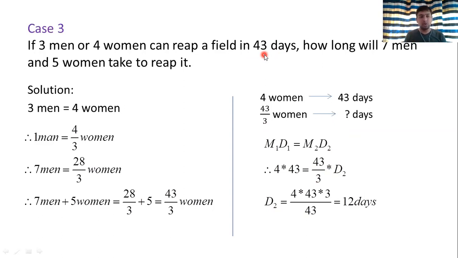This problem can also be solved by converting the given men and women into an equivalent number of men. You can try this. So in that case, what will be your answer? See, 3 men is equal to 4 women, so we can say 1 woman is equal to 3 by 4 men. Likewise you have to proceed. Here I have converted men plus women into an equivalent number of women and solved the problem. But one thing you have to note down here: the more the workers, the fewer should be the number of days. If by mistake you are getting an answer more than 43 days, then you are going wrong somewhere.